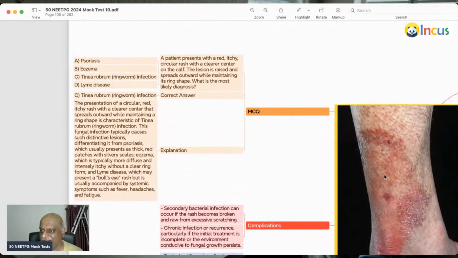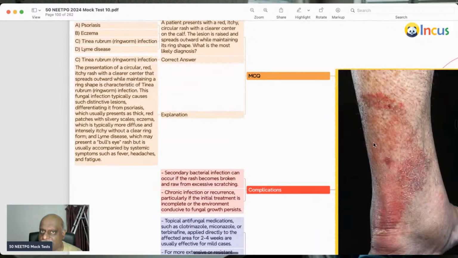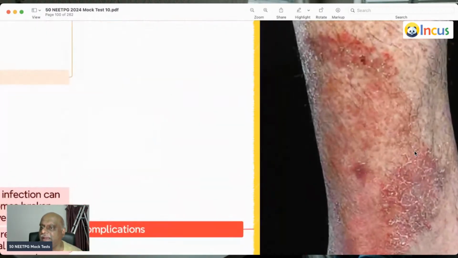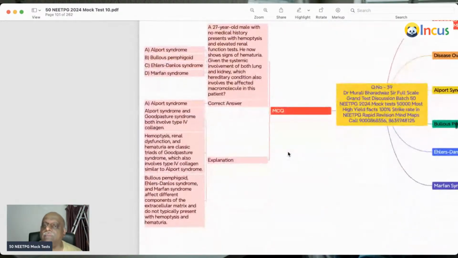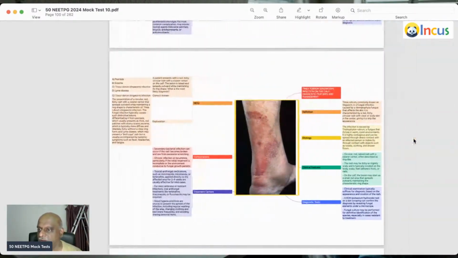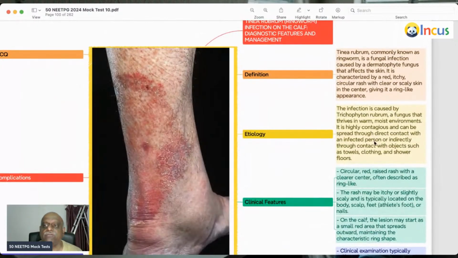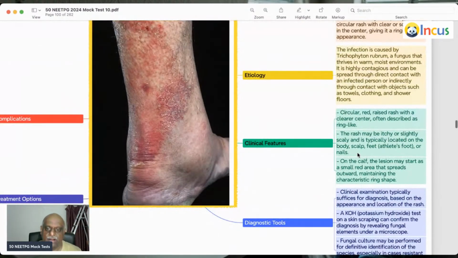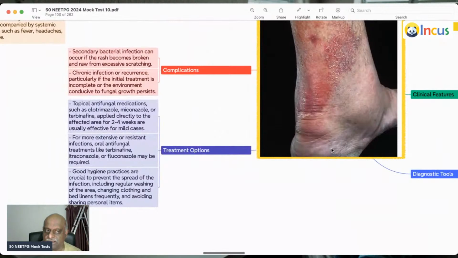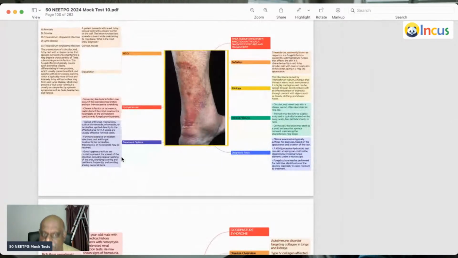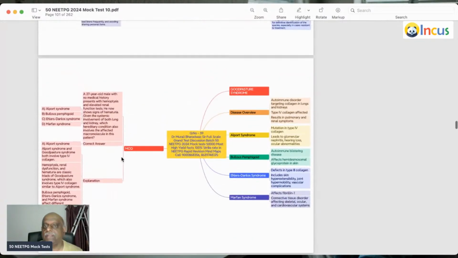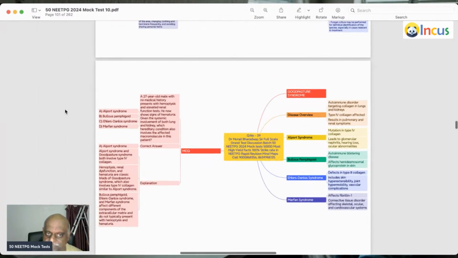A patient presents with a red, itchy, circular rash with a clear center. Clear center is classical of tinea corporis, which is the ringworm infection. Once more, what is the etiology? Trichophyton rubrum. Clinical features, diagnostic tools. What are the treatment options? Clotrimazole, miconazole, terbinafine, applied on the affected area. Antifungal medication is the treatment. So that completes our image-based questions.